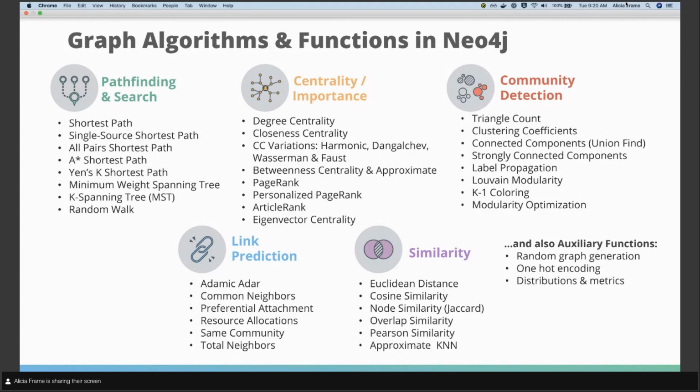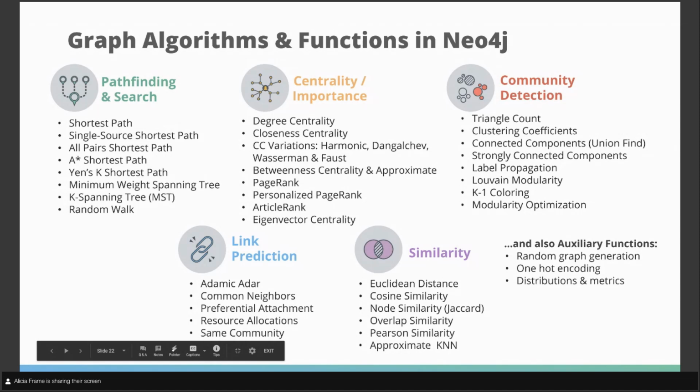We have the centrality and importance algorithms. And what these are is they tell you things about which nodes are important. Which nodes are important in the graph based on different ways of calculating importance. So PageRank says these nodes are important based on their relationships and their neighbors' relationships. Betweenness centrality says these nodes are important because they're bridge nodes in the graph.